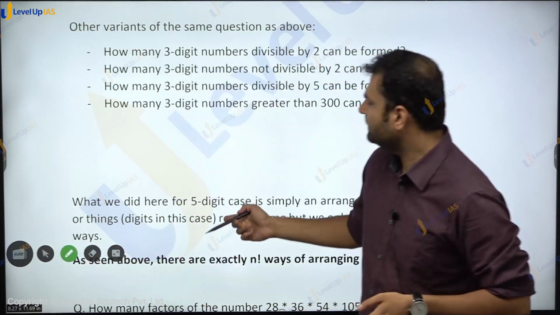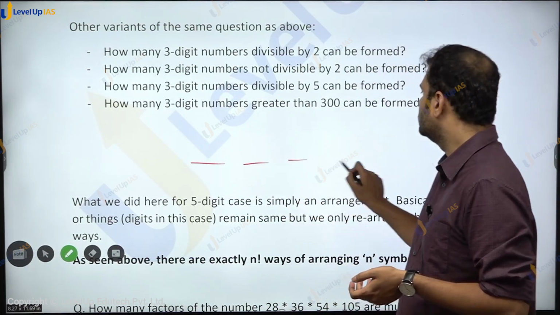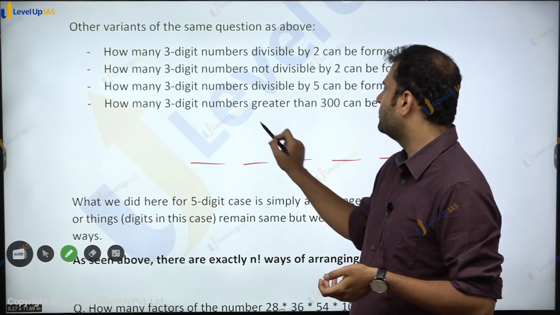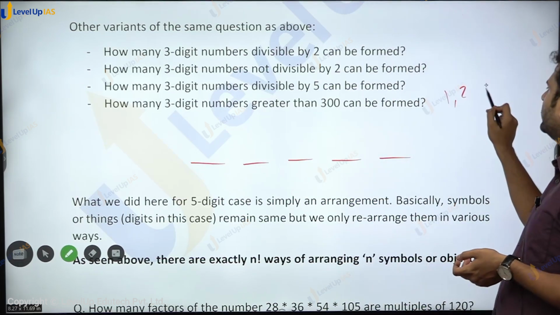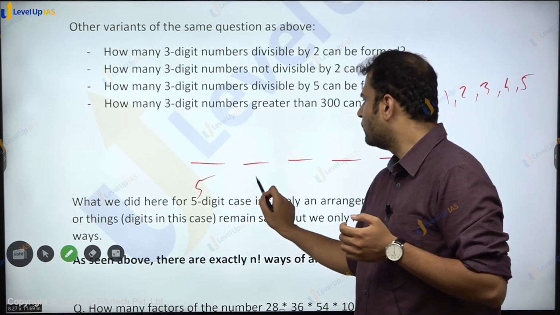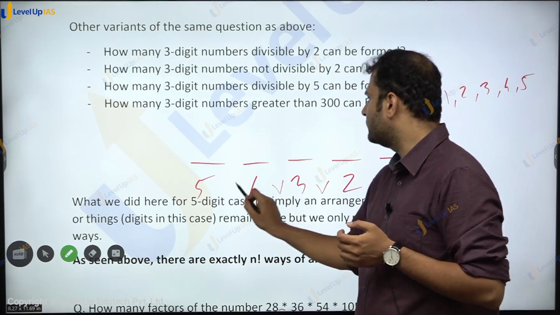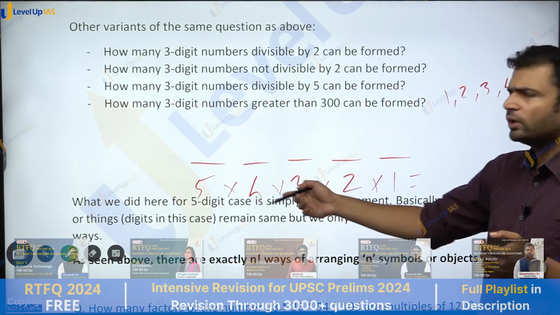So last thing, what if we have 5 digits, like we have to form 5-digit numbers out of 1, 2, 3, 4, 5. Then we have 5 choices for this, 4 for this, 3 for this, 2 for this, and 1 for this. Total number of ways? 5 into 4 into 3 into 2 into 1.